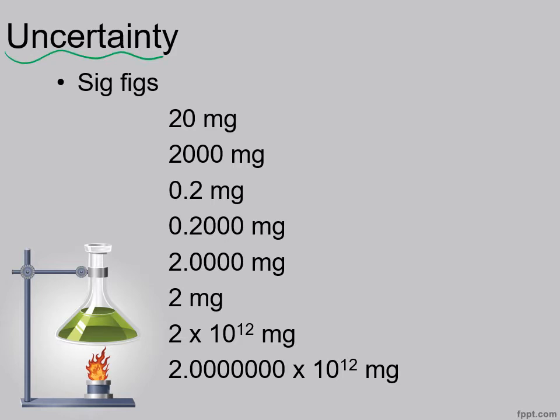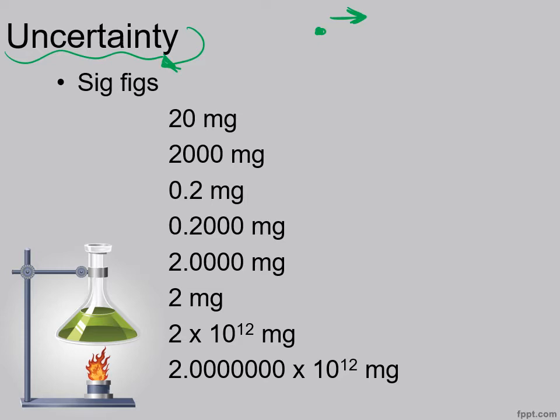Uncertainty is also related to the idea of sig figs, significant figures. We're going to review the rules super quick. Non-zero digits are always significant. Zeros are significant if they are to the right of a non-zero digit and there's a decimal. So zeros to the right and there's a decimal, these guys are going to be significant.